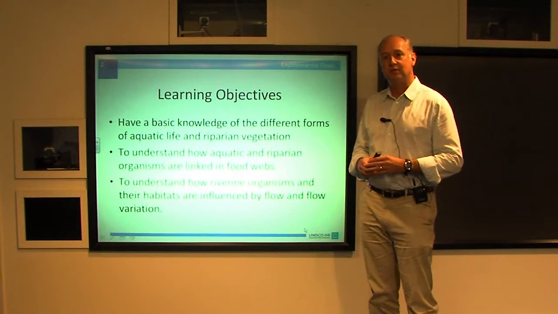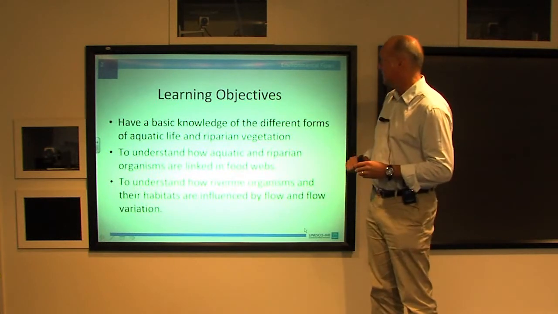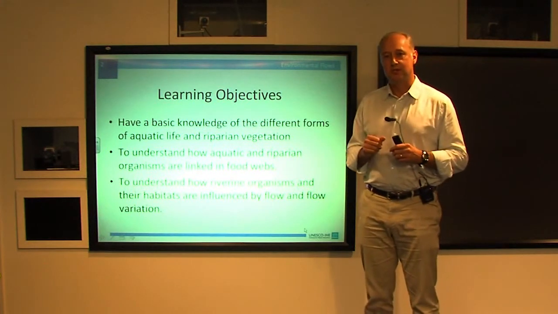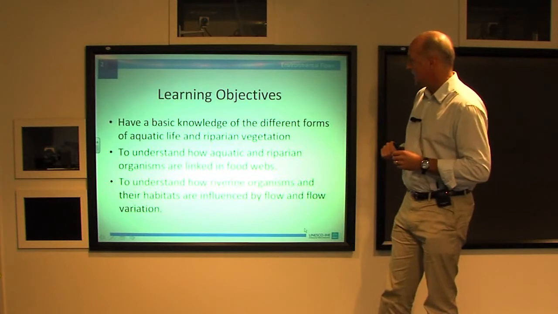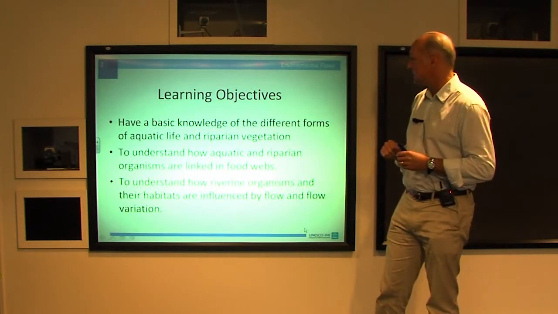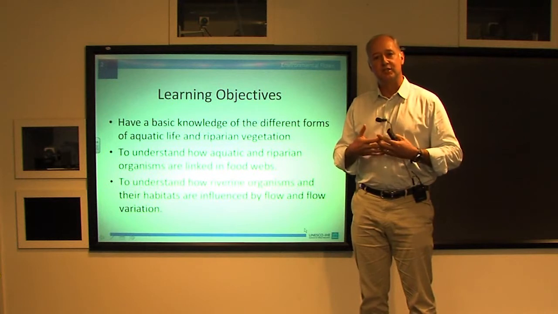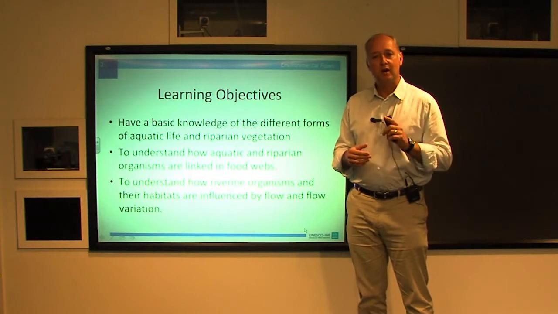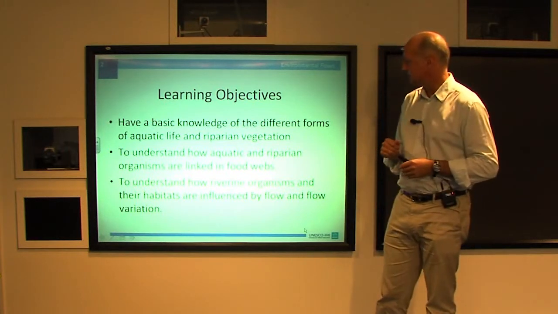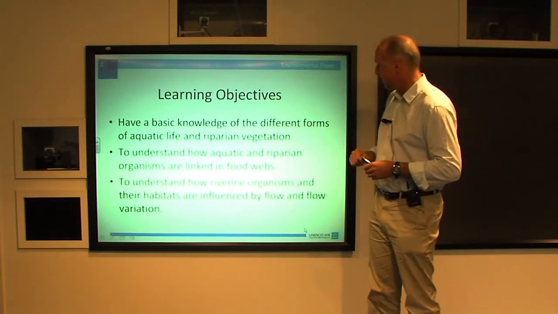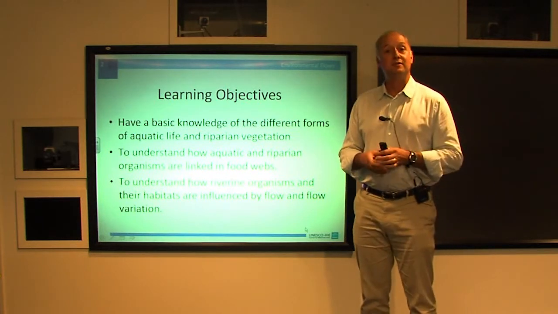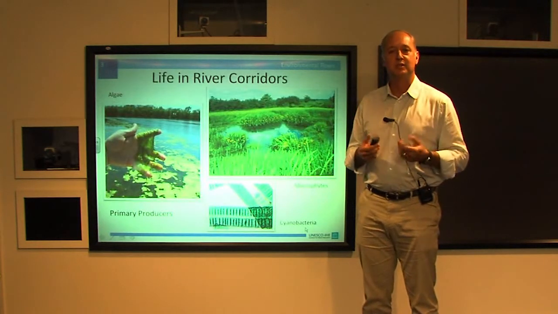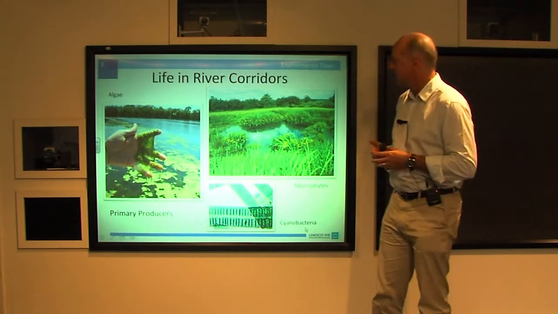So our learning objectives will first be to have a basic knowledge of the different forms of aquatic life and riparian vegetation. That's the biotic structure of the system. Second, we want to understand how aquatic and riparian organisms are linked together in food webs, an exchange of energy, a dynamic that sustains the system. This is part of the function, and we'll talk about other parts of it. And finally, we want to understand how each of these is influenced by flow, linking it back to the flow regime. So let's begin with some of the simplest of organisms, primary producers.